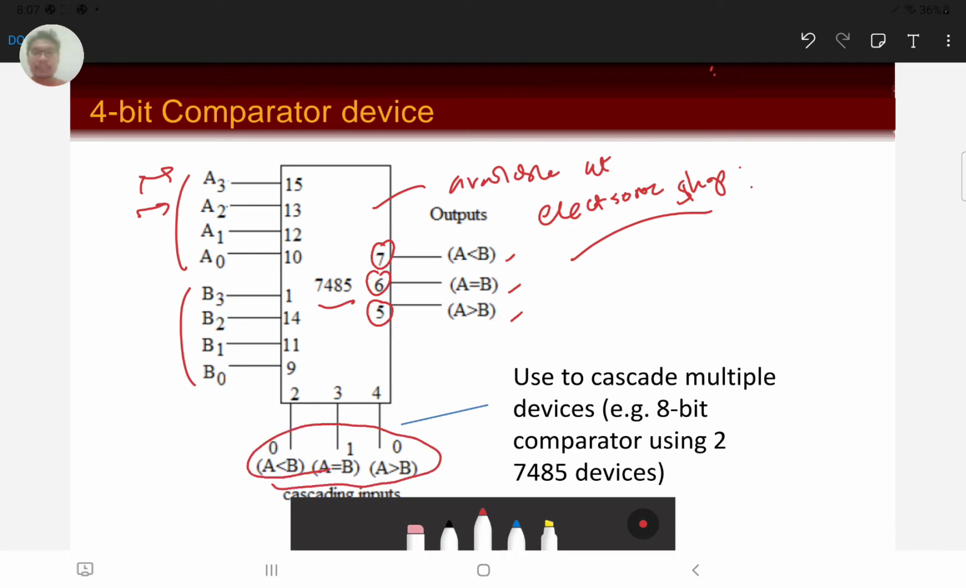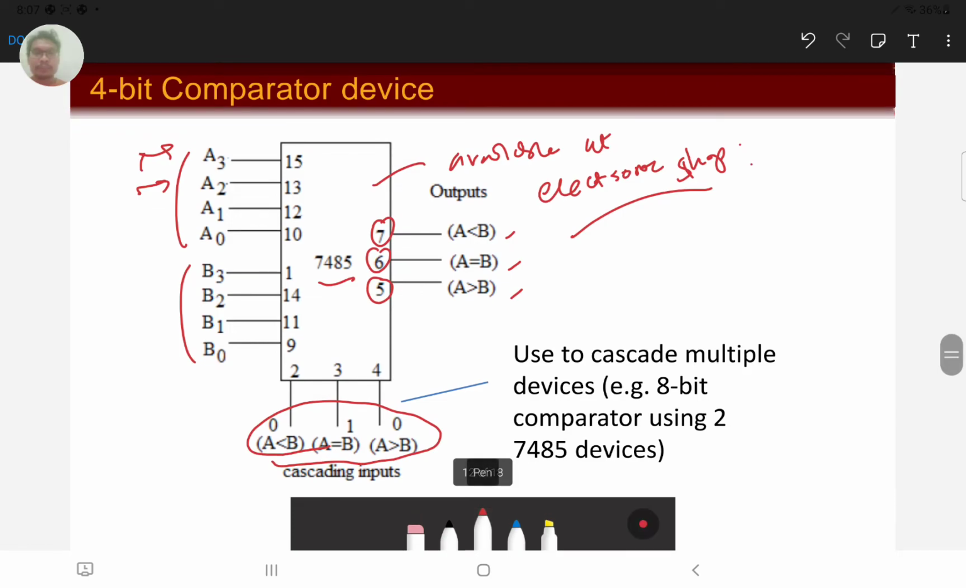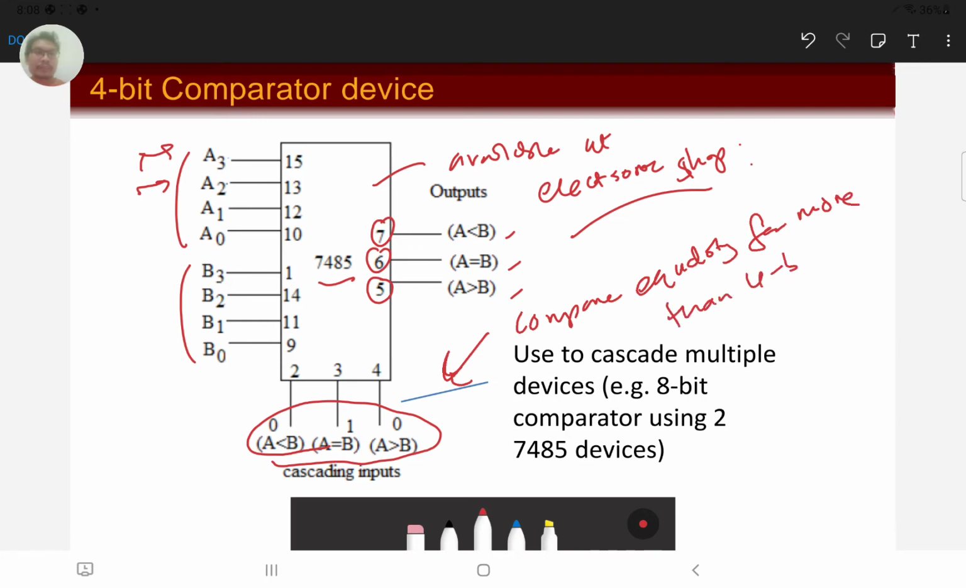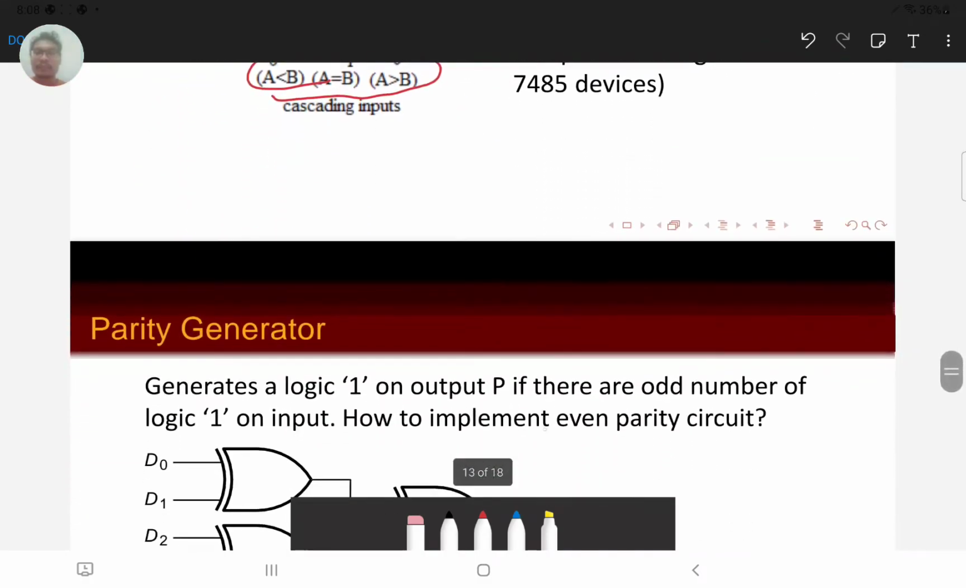So it has a cascade input. The cascade input is actually used to combine multiple 7485 devices for more than 4 bits. Okay, so these are used to compare equality for more than 4 bits. For example, 5, 6, 7, 8 bits, then we can use two 7485 devices and we just connect the cascading inputs.